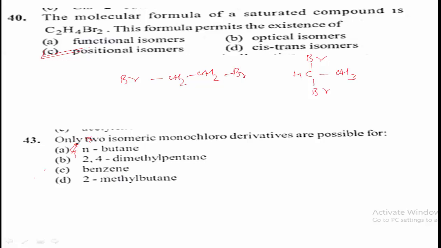Next question number 43, students. Only two isomeric monochloro derivatives are possible for: Option A, n-butane. Option B, 2,4-dimethylpentane. Option C, benzene. Option D, 2-methylbutane. Yes, what is the answer?